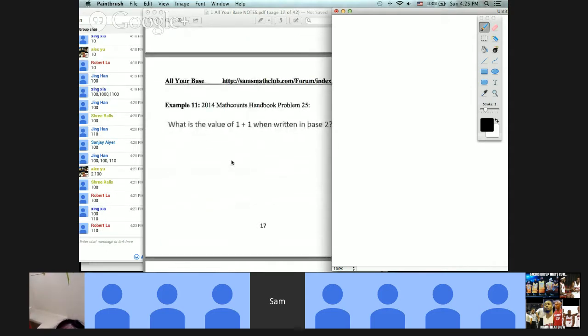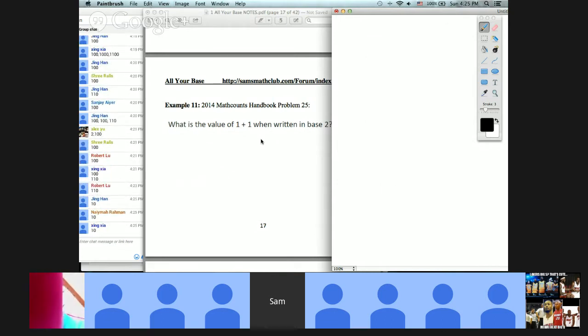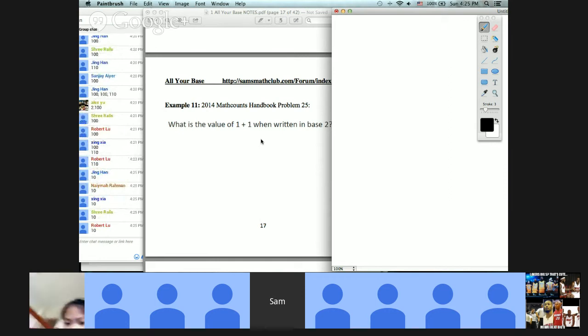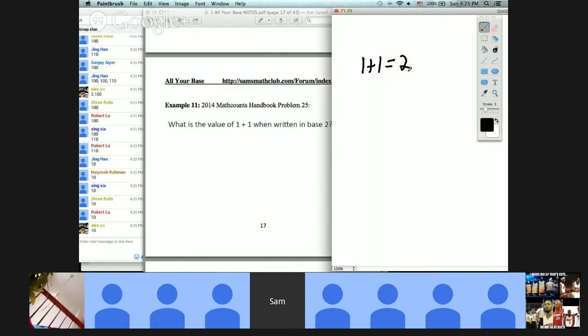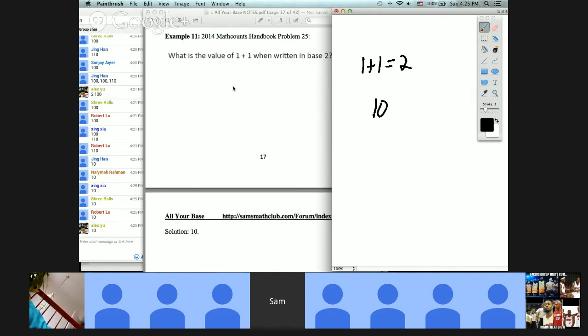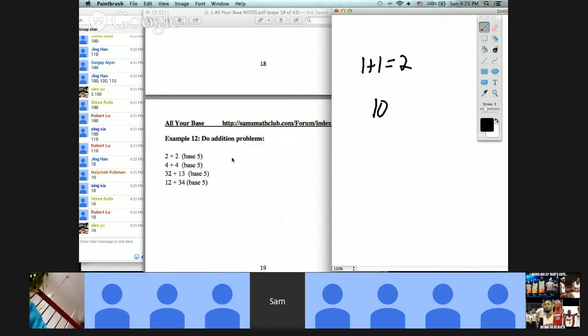Okay, now it's a little bit easier. This is a 2014 MATHCOUNTS problem. What is the value of 1 plus 1 written in base 2? See if you guys can solve that one. Right, nice and simple. 1 plus 1 initially equals 2. You can't have 2 since it's base 2, and you can't have anything greater than 1, so you carry 1 and it becomes 10. Nice. So that's a MATHCOUNTS problem. Nice job, guys.